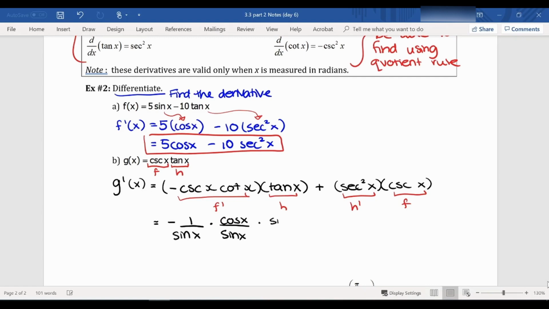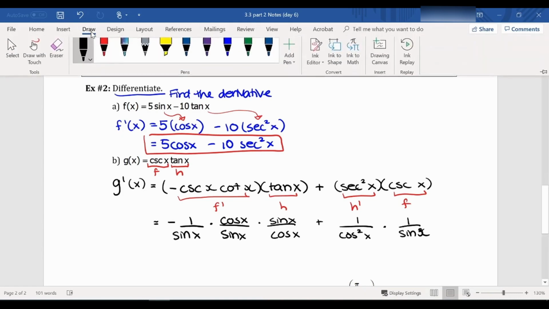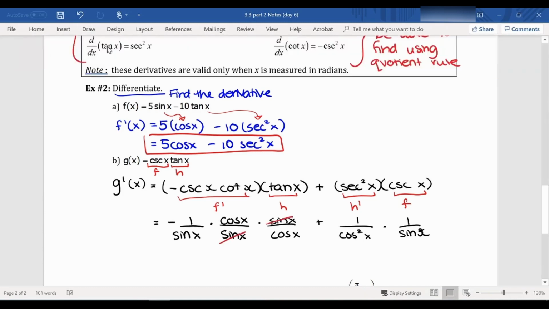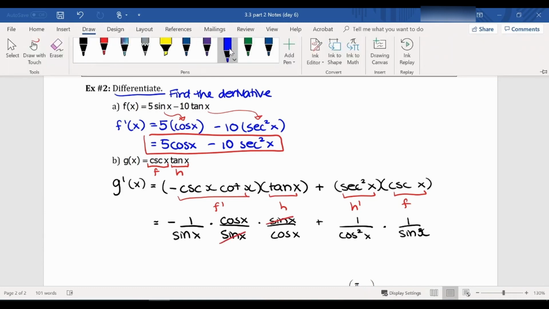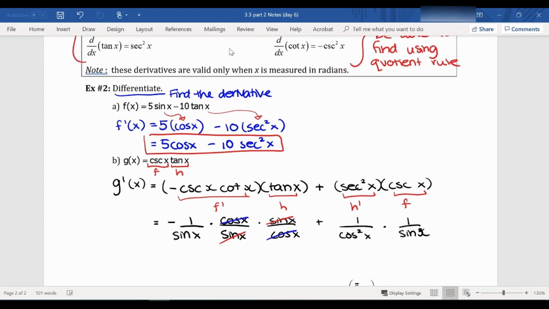Tangent is sine over cosine. And then we have 1 over cosine squared times 1 over sine x. Now, the reason that this is helpful is I can now see that I've got some stuff that can cancel out here. The cotangent times tangent, because those are reciprocals of each other, those cancel out. Many of you might look at that and just know, hey, cotangent times tangent, I'm multiplying a reciprocal by the original function. That's going to equal 1.